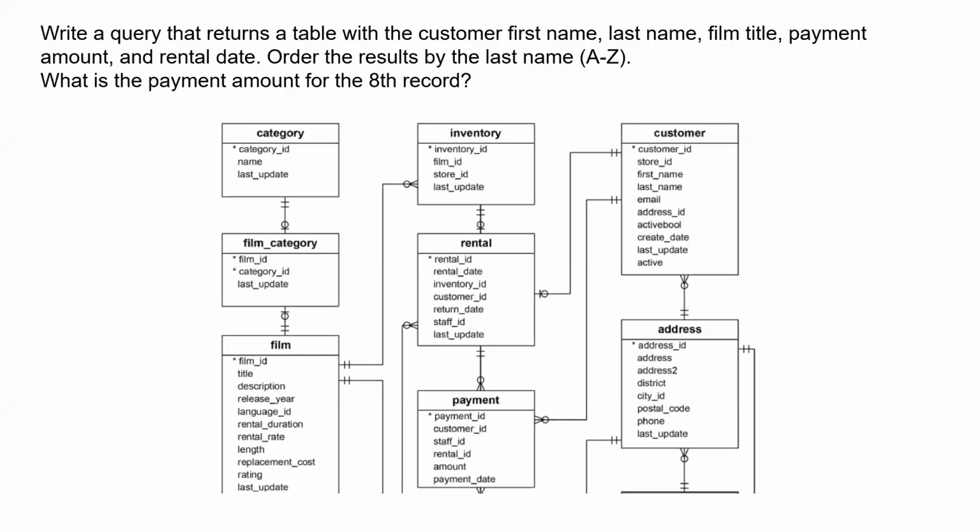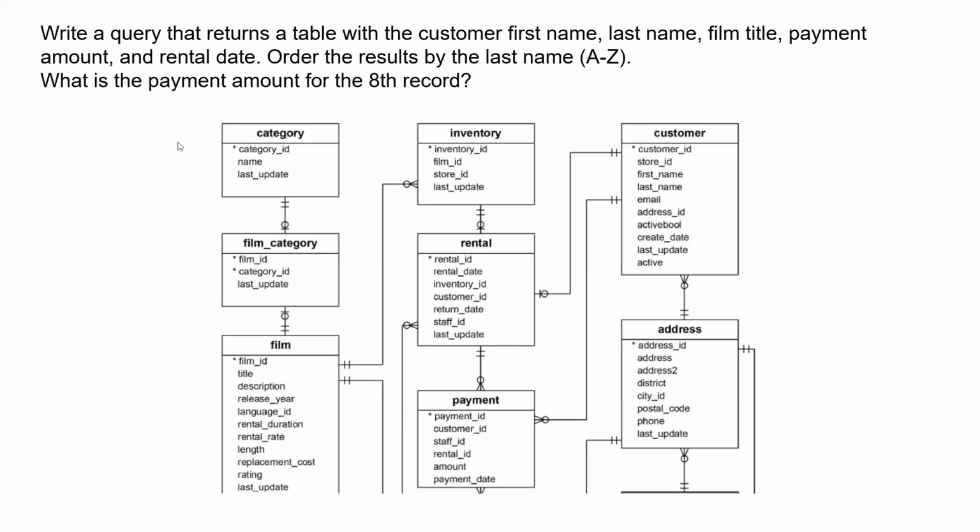Hi, in this video, I'm going to go over this problem, an example of a join problem. This is in relation to the DVD rental database. We want to write a query that returns a table with the customer first name, last name, film title, payment amount, and rental date. Order the results by the last name, A to Z. What is the payment amount for the 8th record?